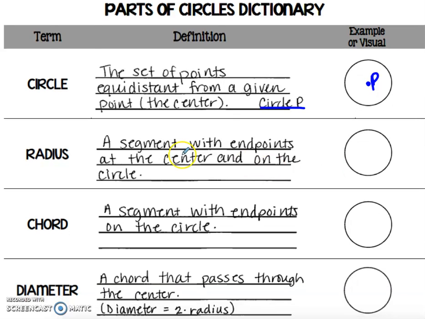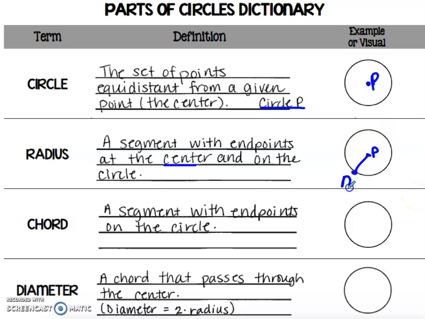All right, radius is a familiar word from middle school. It's a segment with points at the center and then on the circle. So start off with a point at the center. We can call it P again. And then you're going to draw to the edge of the circle. So you could draw it there, for example. You could draw it up here. You could draw it over here, wherever.